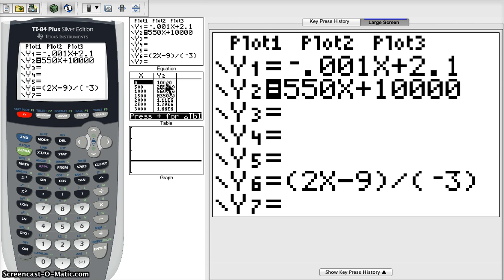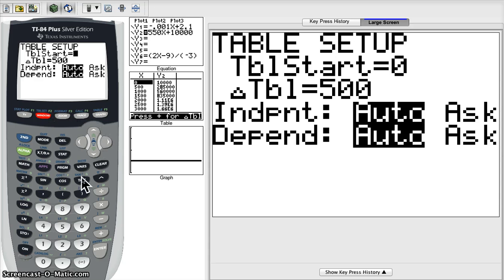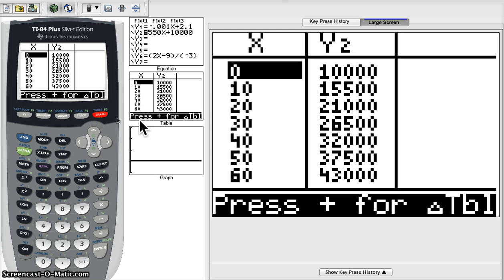Again, we look at the table, and now my table is changing by way too much. It's not even close. All of a sudden it goes from 10,000 and now we're up into the millions. So I want to change by a bit less. Going to the table set and changing your table values just lets you get a good feel for the function, so you can set your window to something appropriate. Alright, so it starts at 10,000, goes up to 43,000.